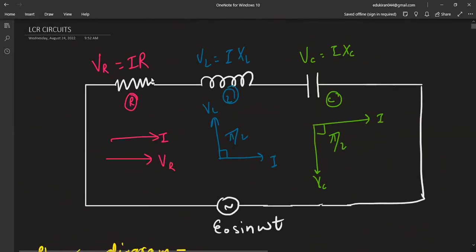See, when we had the individual circuits, resistor R was the resistance providing the opposition. Here we had resistance, here we had XL, here we had XC for individual circuits. Correct. But if we combine all the three, there will be a net resistance for the circuit. That net resistance is known as impedance.